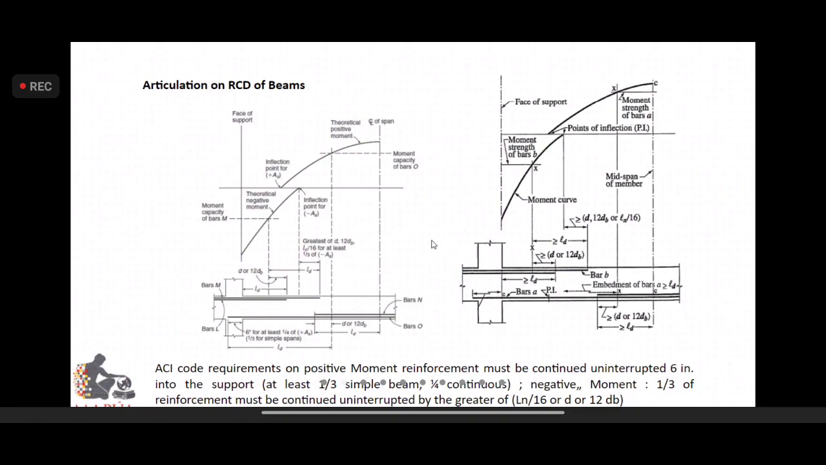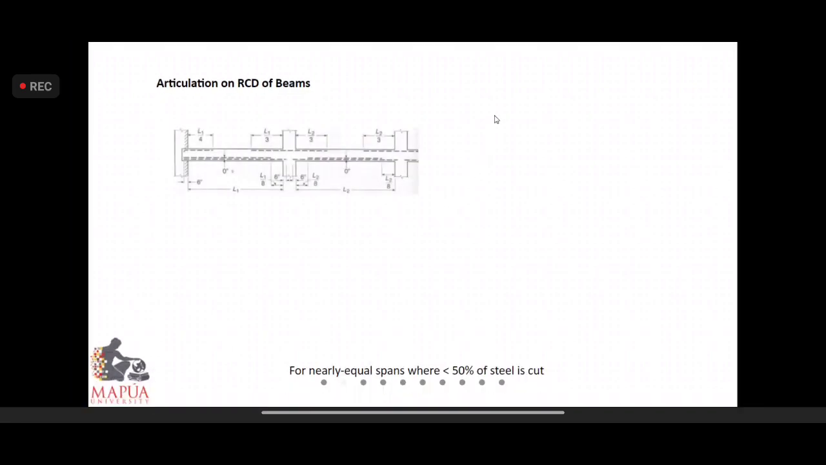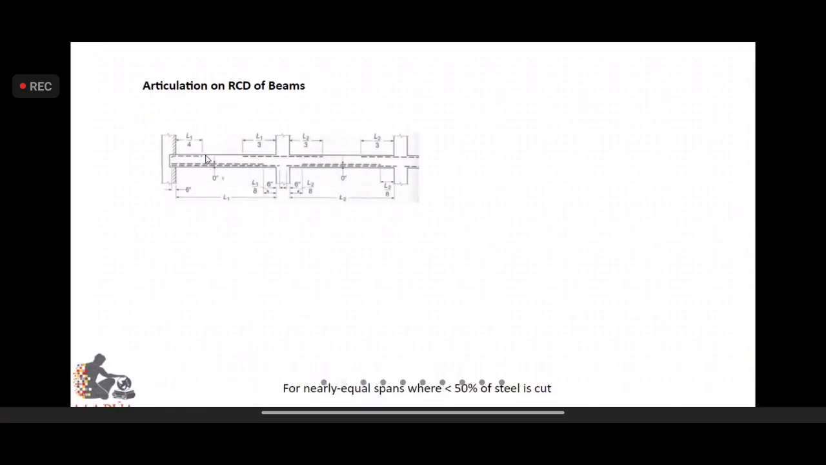Yung ulit, malapit na tayo. And then for nearly equal spans, for 50% of steel cut. Ito yung sinasabi naman natin doon sa dati. For the tension side, for the compression side, it requires doubly reinforced. But since we are dealing with a continuous beam here, we are considering negative moment and positive moment.